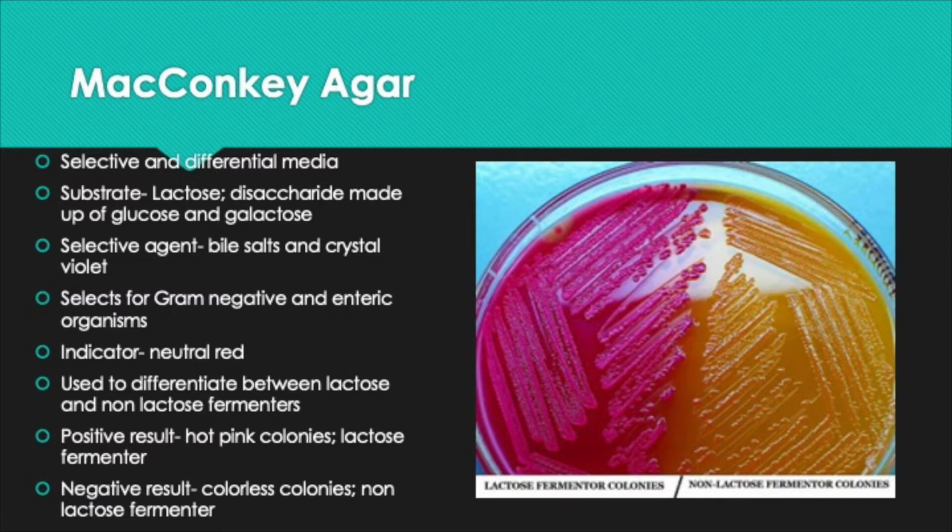Then, if it grew, you have to ask yourself, is it a fermenter or not? So, if the colonies turn hot pink, then that means yes. They grew, so it's a gram-negative organism, and they turned hot pink, so it is a fermenter. If you have growth, but your colonies are colorless, so they're going to be the same color as the media, this is a negative reaction for MacConkey. So those bacteria did not ferment.